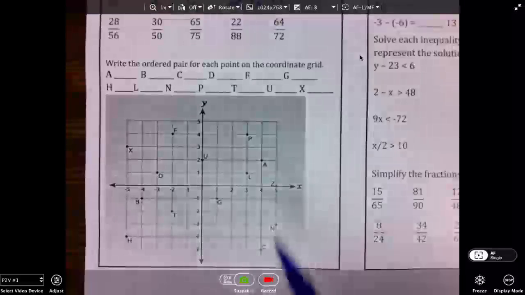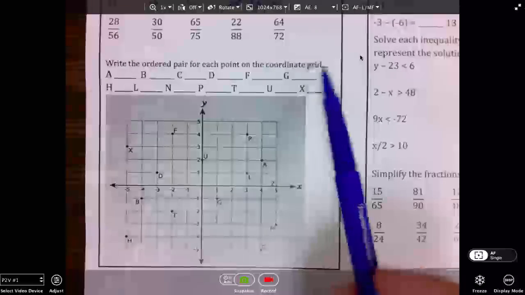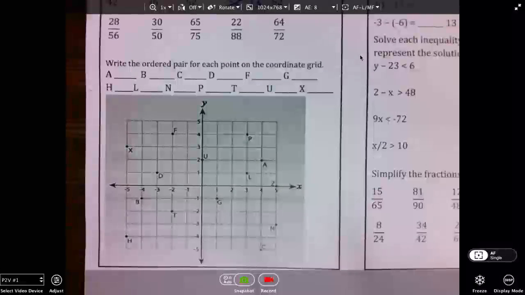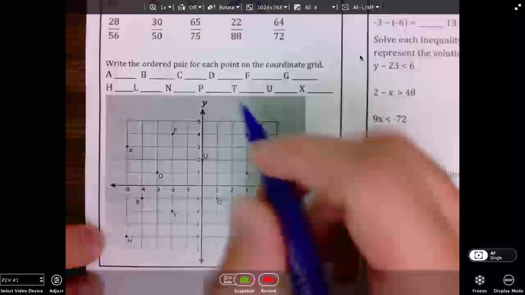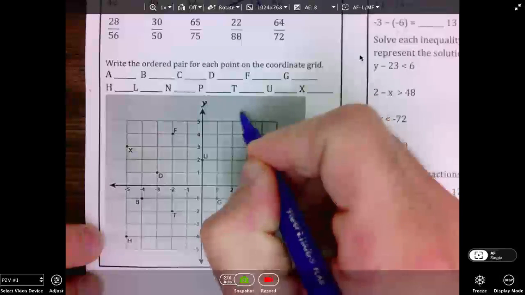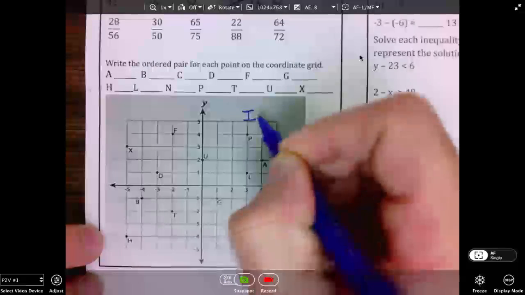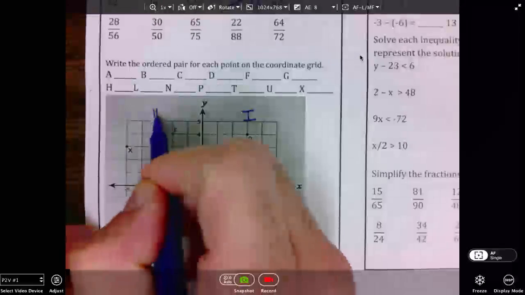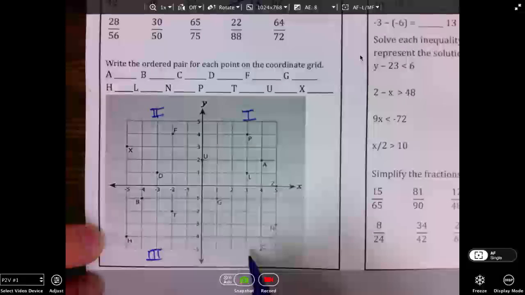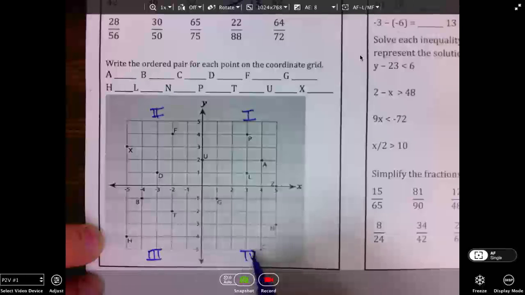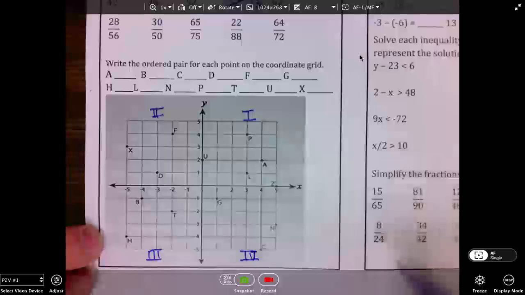Alright, the next set says write the ordered pair for each point on the coordinate grid. I'm going to do a few of these with you. We call this part of the coordinate plane the first quadrant. Then the second quadrant, the third quadrant, and the fourth quadrant. I'm going to look at one point in each quadrant.